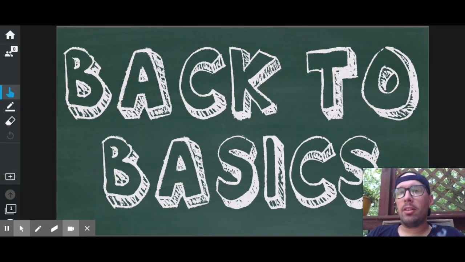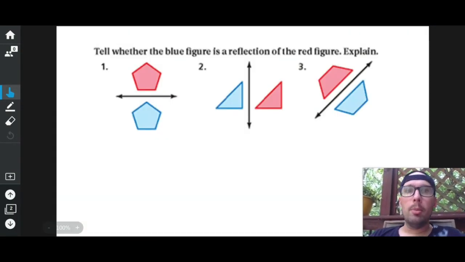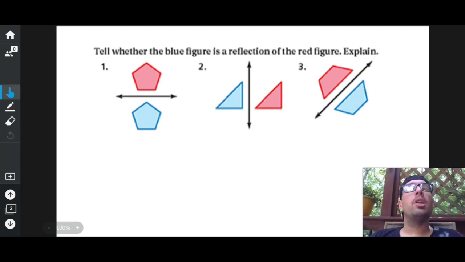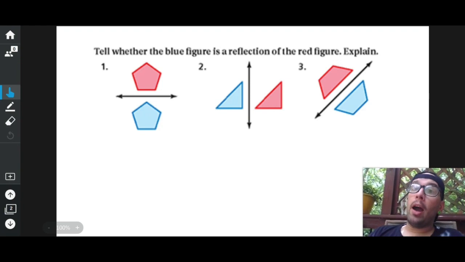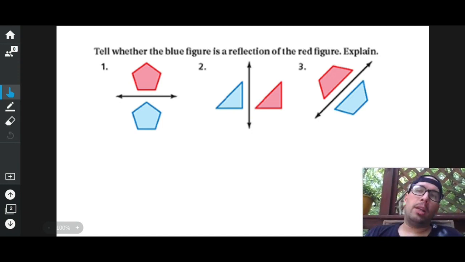Who's ready to get back to basics? I know I am. Today's fun-filled lesson is going to be on reflections. When I look in the mirror, what I see in return is a reflection of myself. If I raise my left hand in the mirror, it appears that my right hand is being raised in return, even though I know it's my left hand being raised.